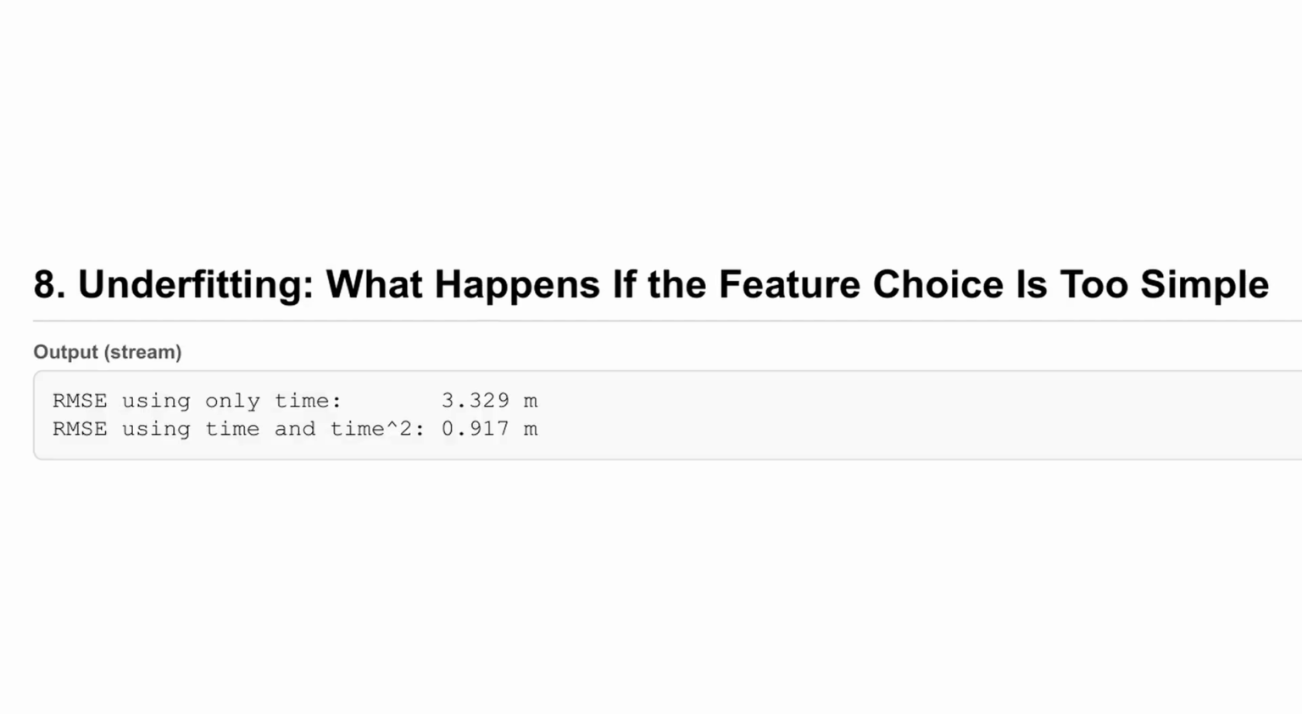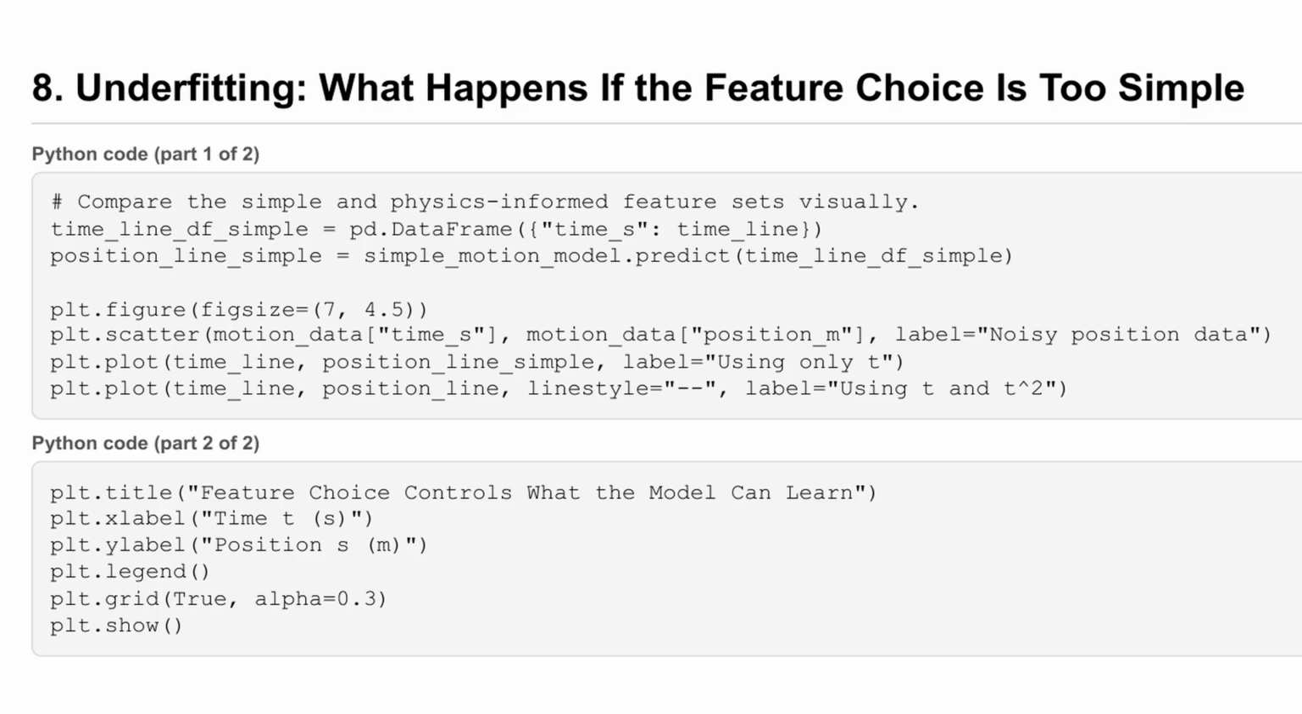The output tells the story clearly. The simple model has an error of 3.3 meters, while the proper model has an error of 0.9 meters. A poor choice of features drastically hurts performance. To truly understand the impact, we plot both models together. We generate predictions for the simple straight-line model and plot it alongside our parabolic model for a clear visual comparison.